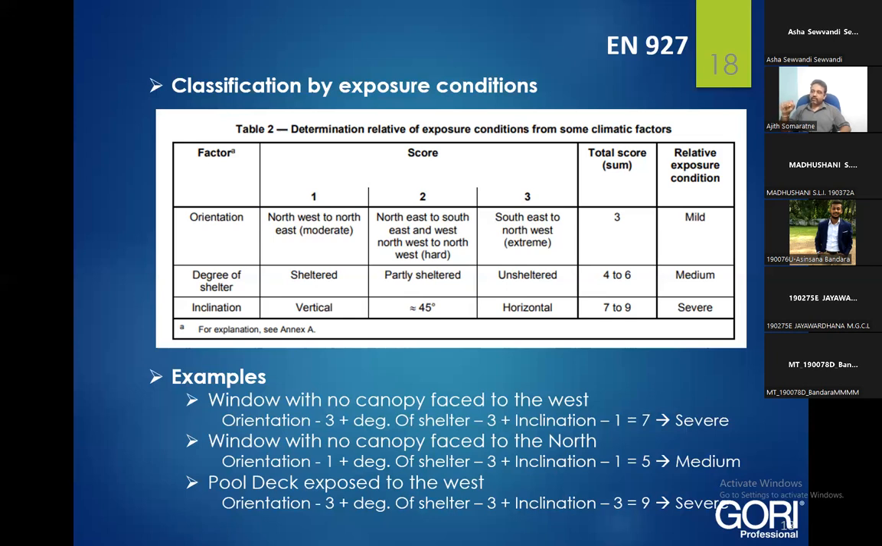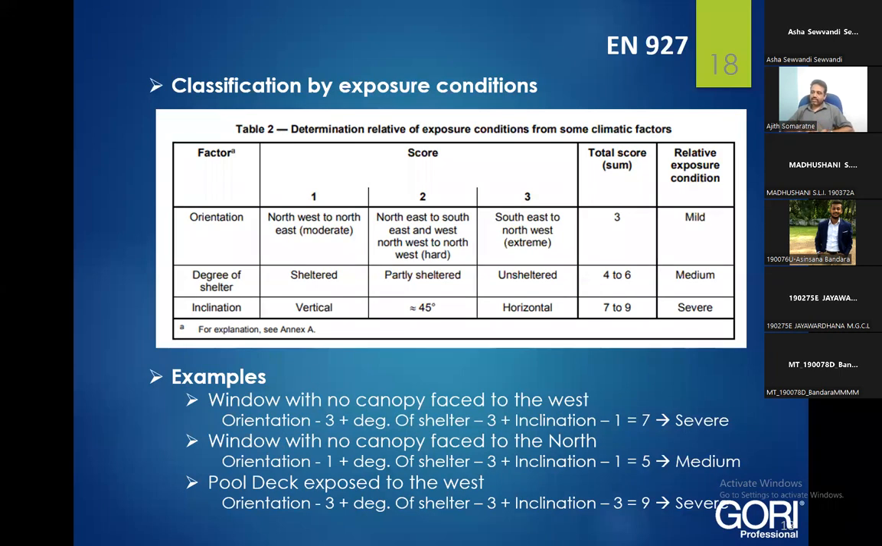Window with no canopy, face to the north, then orientation will get one mark. Degree of shelter it will get three marks and inclination one. Then it is a medium risk, one. So then let's consider a pool deck exposed to the west.